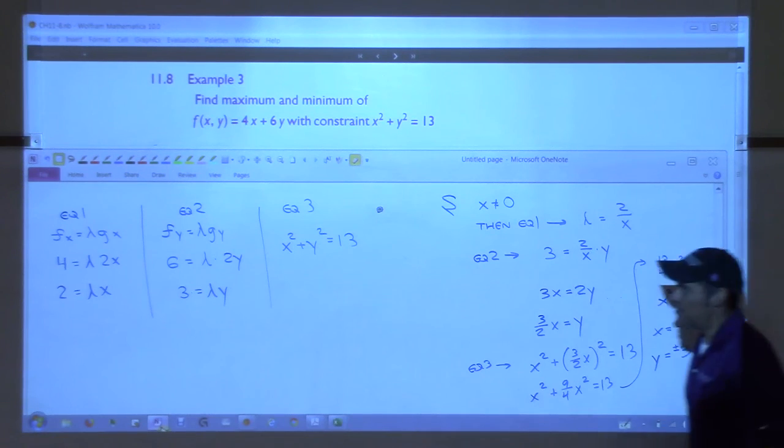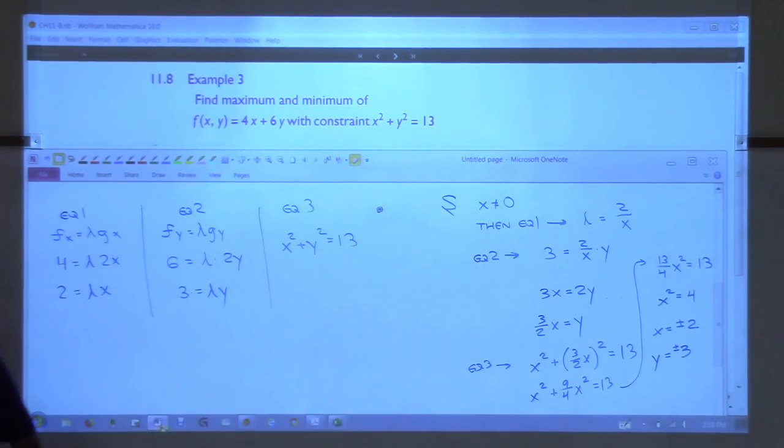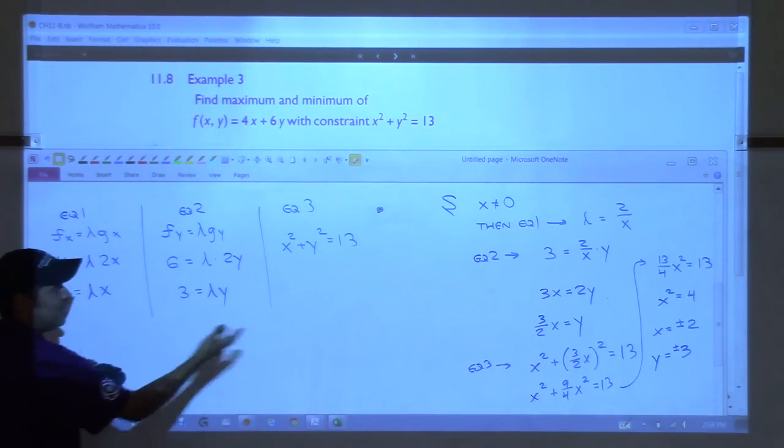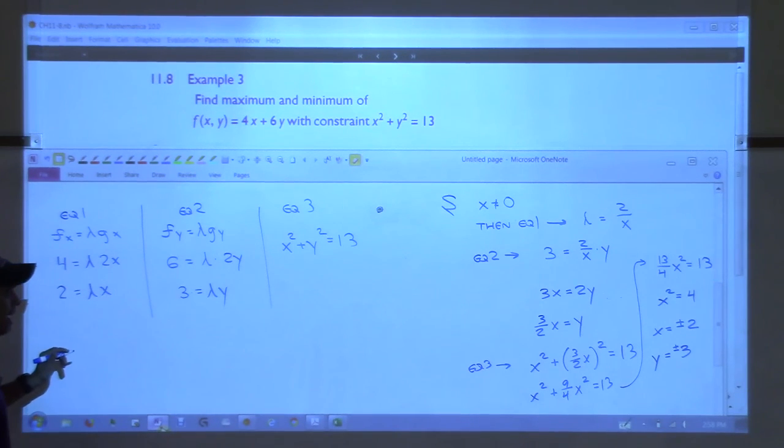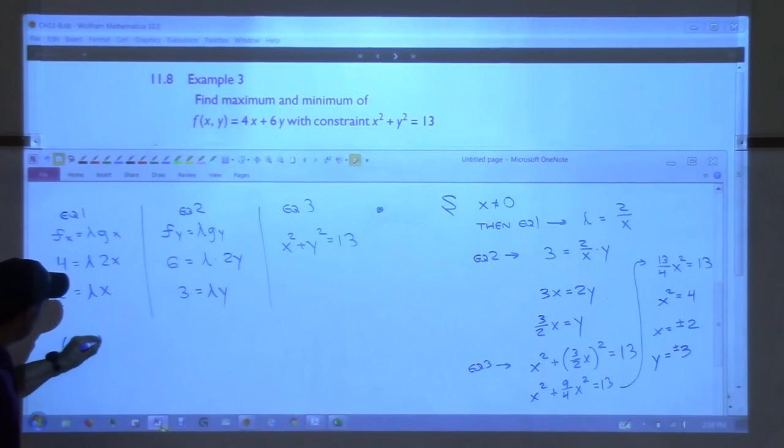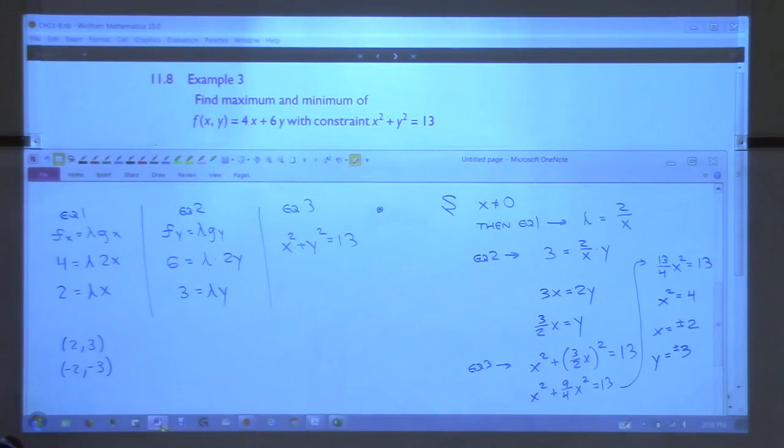All right. So let me try and summarize this over here. I've got to continue over here. So here's where we're at. We know that when x is 2, y is 3, and we know that when x is negative 2, y is negative 3. These 2 points should satisfy all 3 equations.